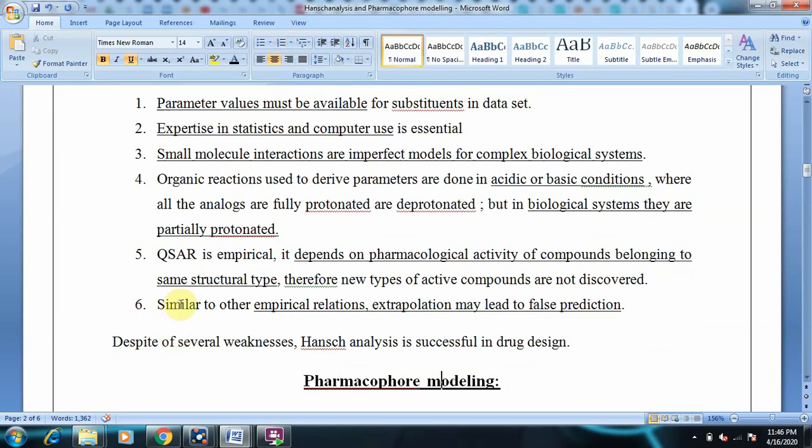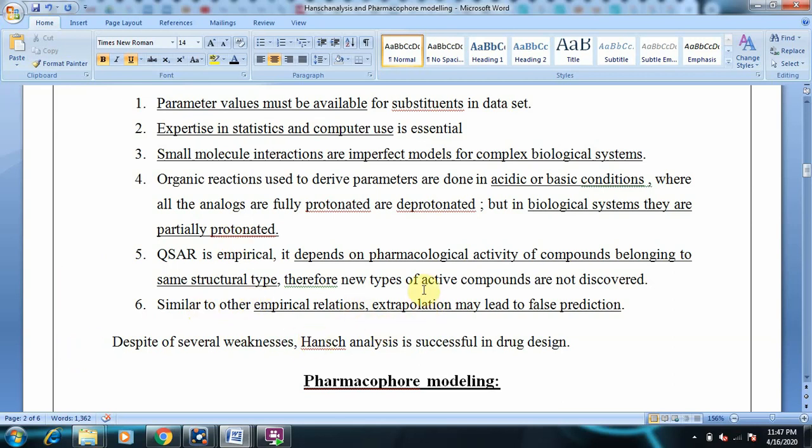And QSAR is empirical. It depends on the pharmacological activity of compounds belonging to the same structural type. QSAR is empirical. What does it mean? It means that if the structures of the ligands are similar, then only can we test for activity. If the structures are similar, then only can we test for activity. That is in Hansch analysis. If the structures are dissimilar, this method cannot be applied for testing pharmacological activity. So this is also a weakness.